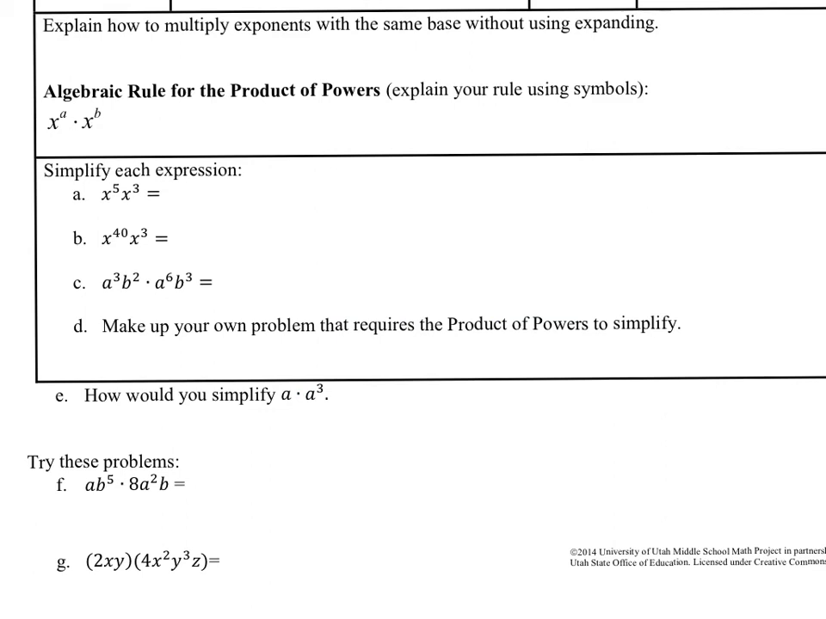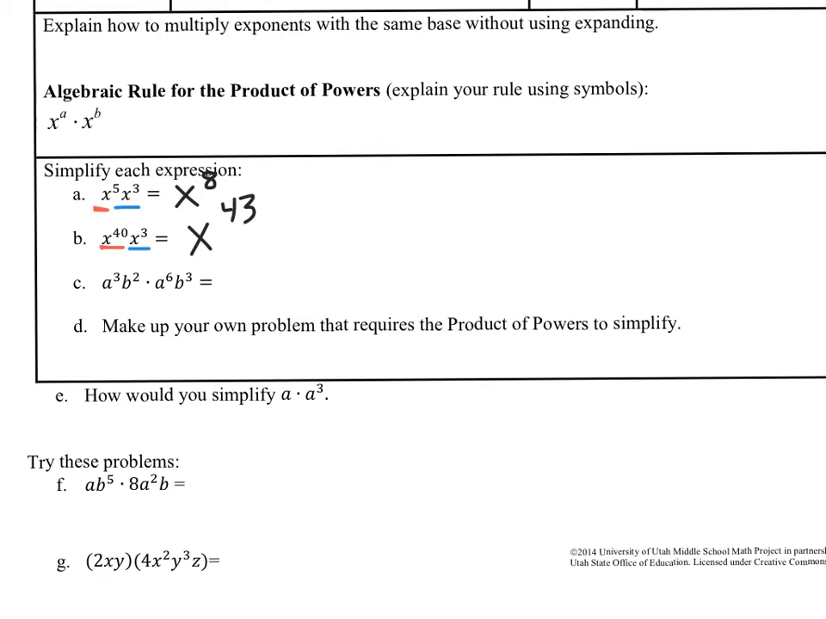So let's look at some examples. If I have x to the fifth times x to the third, thinking in my head, this is really 5 x's multiplied together and times 3 x's multiplied together. That's going to give me x to the eighth power in total. I'll have 8 x's multiplying each other. Then I have x to the 40th and x to the third, which is going to give me a total of x to the 43rd.